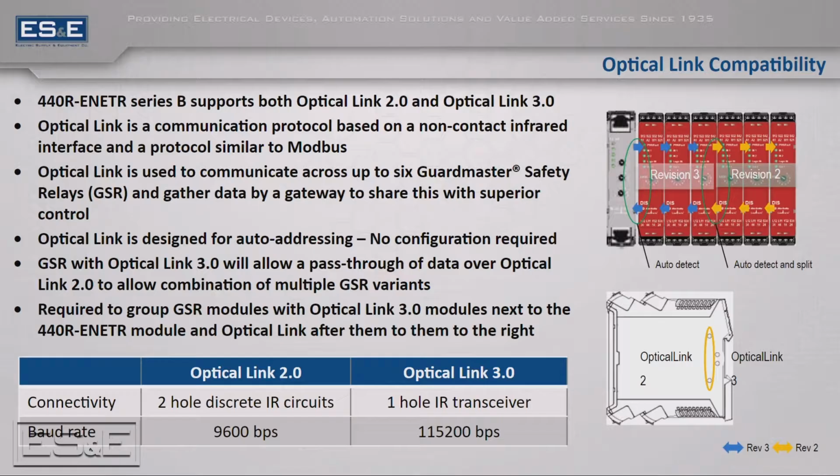We show a diagram in the bottom right corner showing that the optical link 2.0 has two points, as opposed to the 3.0, which has the two smaller IR ports on the back side of it. The optical link 2.0 is a slower bandwidth for data transmission, and the 3.0 has through beams to allow communications to go through uninterrupted, whereas the 2.0 does not allow that high speed transmission through. That's why you need to have the newer ones on the left-hand side.